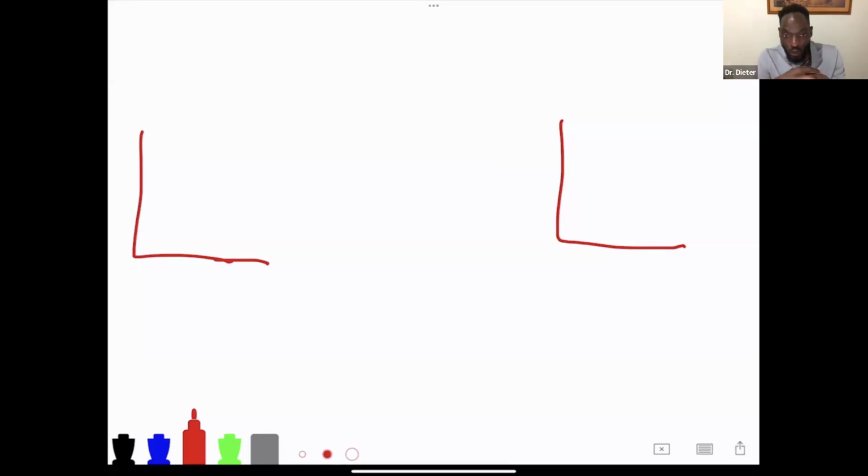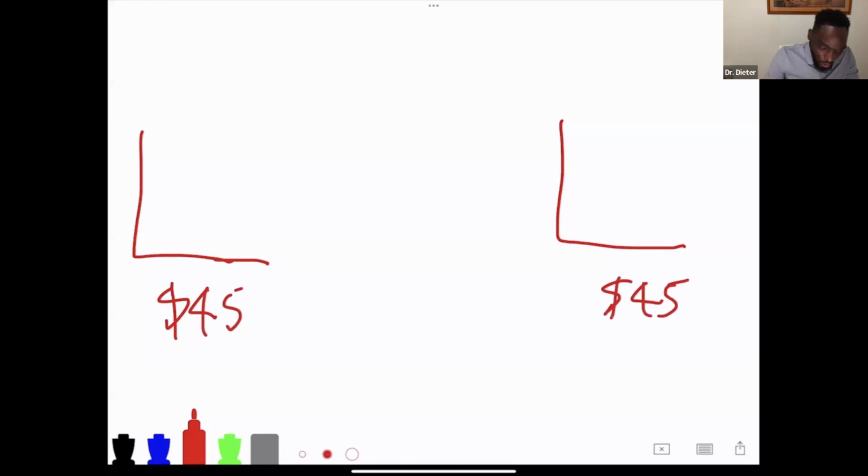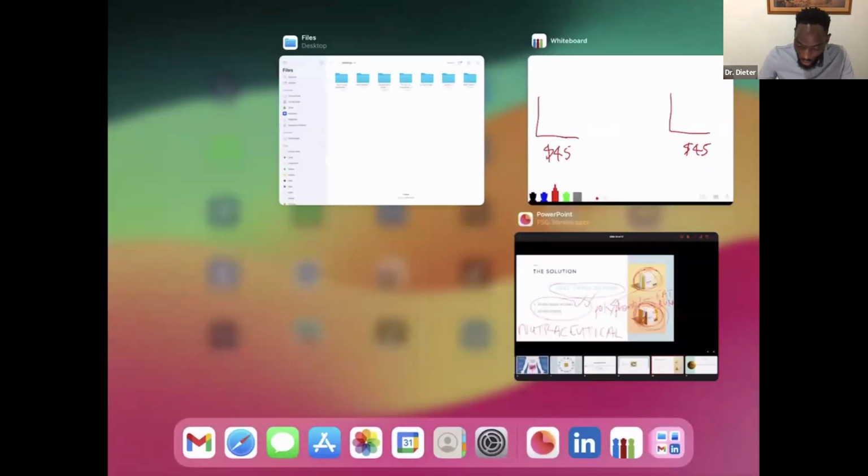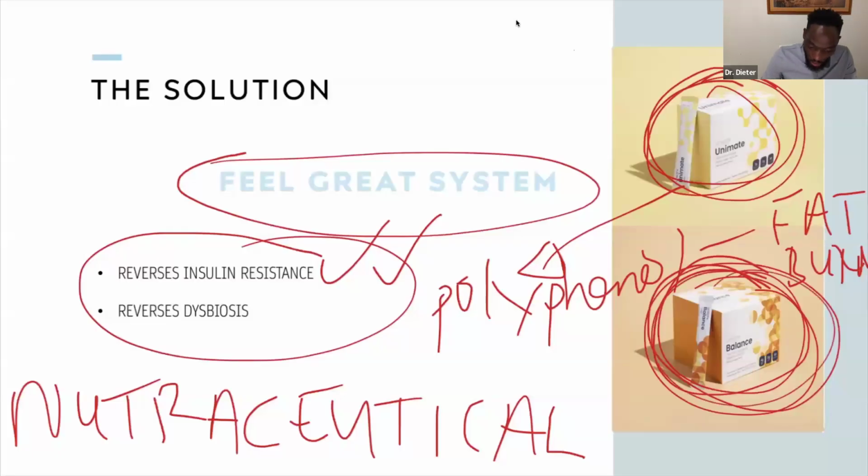So let's say you and I go to a favorite Italian restaurant one evening. We're both feeling like eating lasagna, okay? You pay $45 for your plate of lasagna. I pay $45 for my plate of lasagna. You go ahead and eat your plate of lasagna. You don't know what you don't know. You don't know about fiber, you don't know about this product, okay? You eat your plate of lasagna.